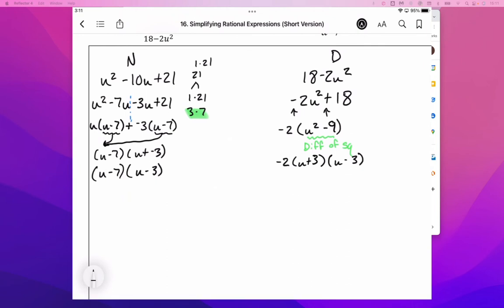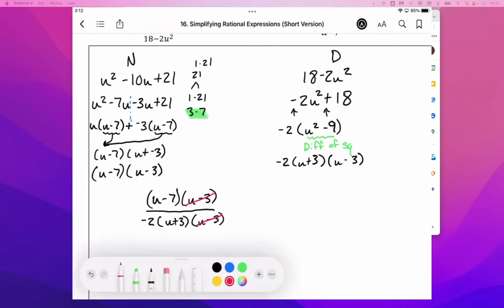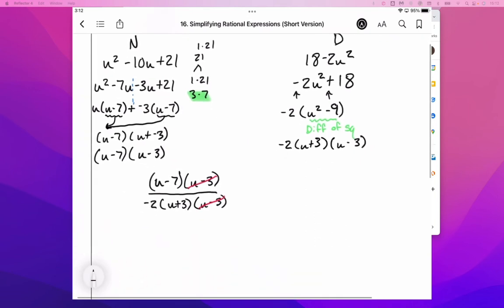So putting these back in our fraction, we have u minus 7 times u minus 3 over negative 2 times u plus 3 times u minus 3. And as we've seen in some earlier problems, u minus 3 and u minus 3 would divide out evenly. They would become 1. So another way to say that is they cancel. And we get u minus 7 over negative 2 times u plus 3. That's an acceptable answer for me.